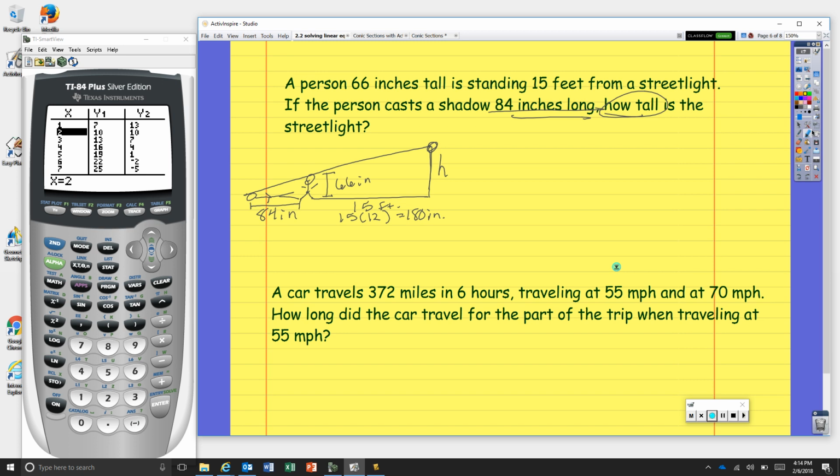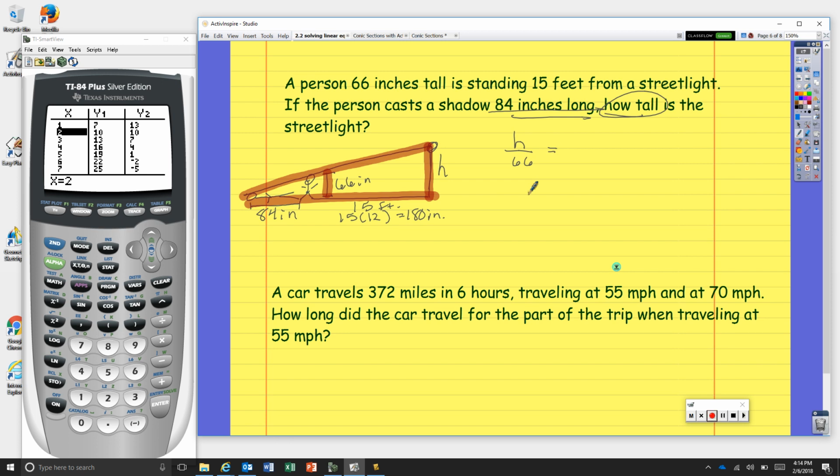Do you see that right here is a triangle, and then I have a second triangle right here. So I could set this up as big triangle to little triangle. On the big triangle, I have height. On the little triangle, I have 66.